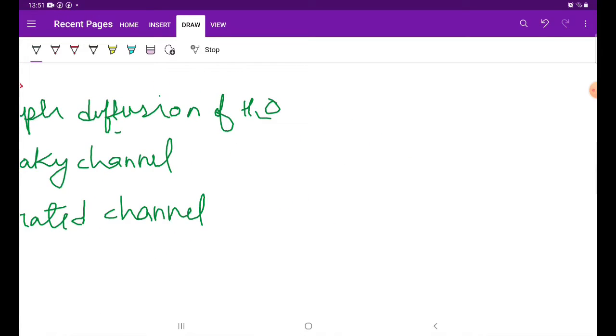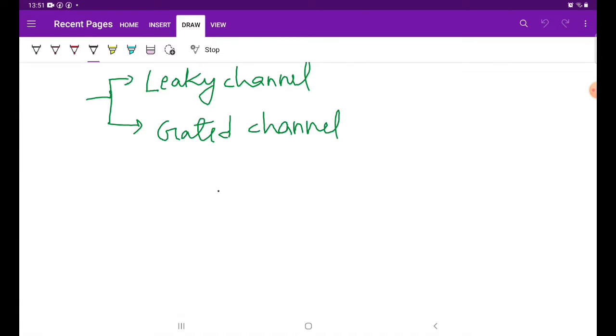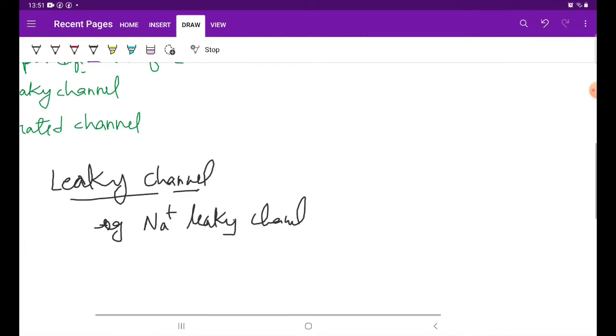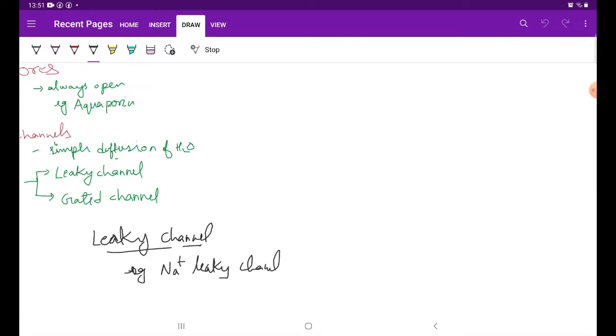Now if we talk about the leaky channel, the best example is the sodium leaky channel. Basically, suppose here is the cell, and sodium.